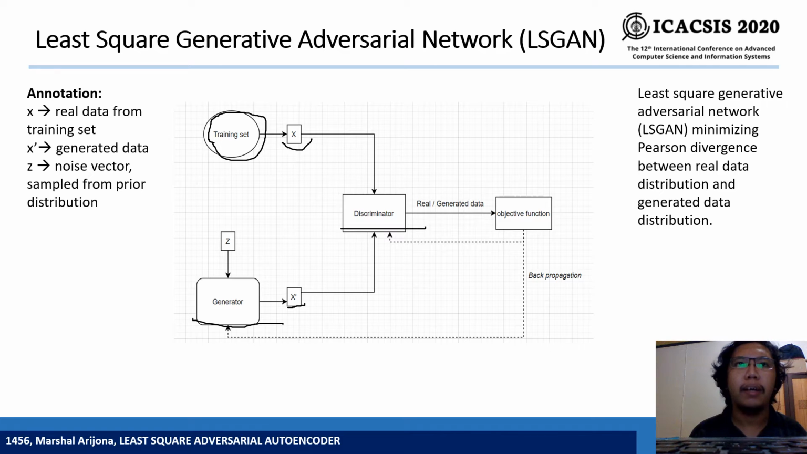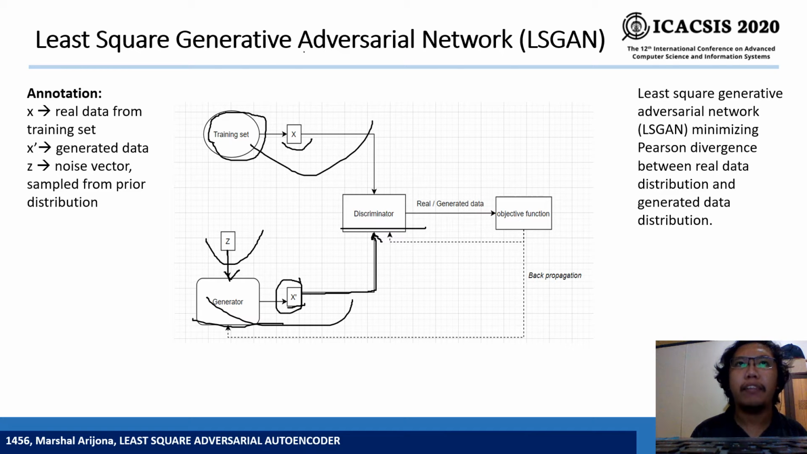This can be done by transforming a noise vector z that is sampled from the prior distribution and passing it to the generator function, and the generator will produce the x-hat. The generated data then will be passed into the discriminator network. The discriminator network tries to distinguish whether the data came from the generated data distribution or from the training set distribution, or the real data distribution.